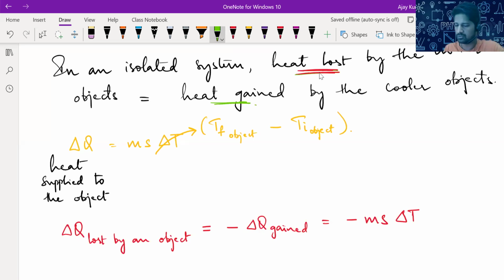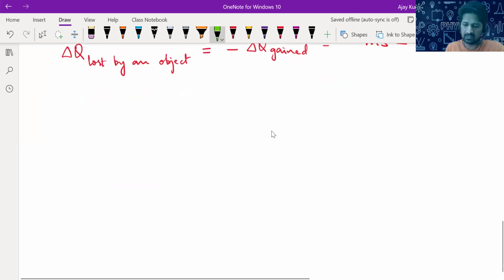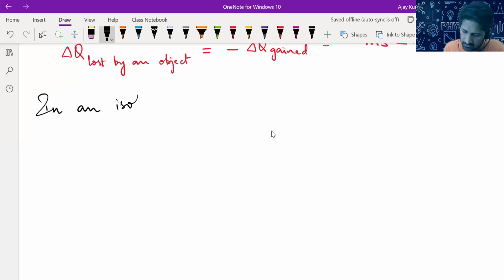There is another way also of putting this statement. See, if one is losing heat, one is gaining heat. So one delta Q will be negative, one delta Q will be positive. But if you put them together, if you add them, total delta Q will be zero, no? So the principle of calorimetry can also be stated like this. In an isolated system, okay? And this way it is much easier to apply. In an isolated system, net heat gain is zero.